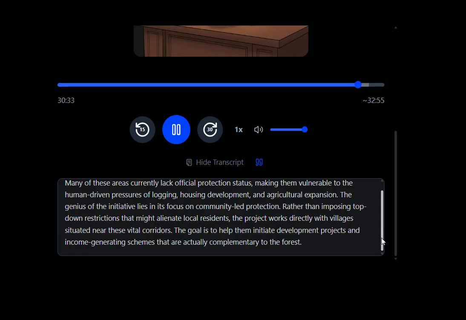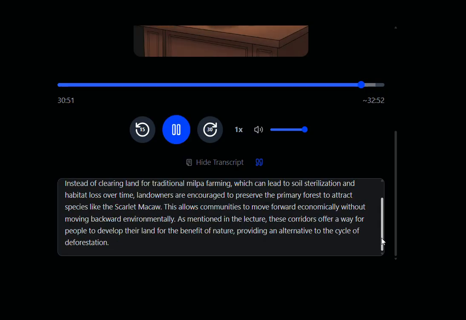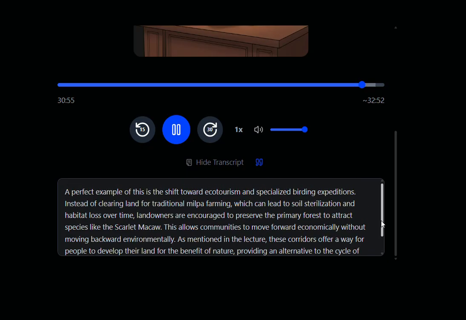Rather than imposing top-down restrictions that might alienate local residents, the project works directly with villages situated near these vital corridors. The goal is to help them initiate development projects and income-generating schemes that are actually complementary to the forest. A perfect example of this is the shift toward ecotourism and specialized birding expeditions.